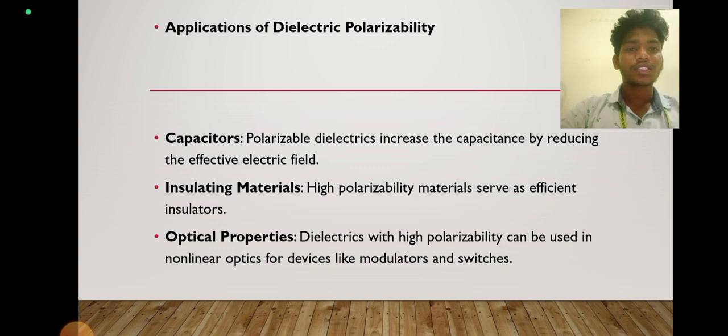Now we can see the applications of dielectric polarizability. In capacitors, polarizable dielectrics increase the capacitance by reducing the effective electric field. That means polarizability decreases the effective electric field, which increases the capacitance.